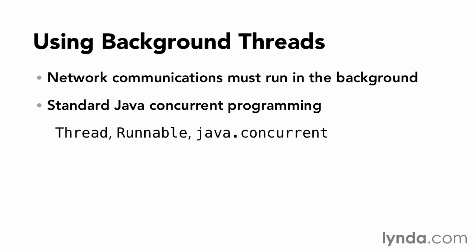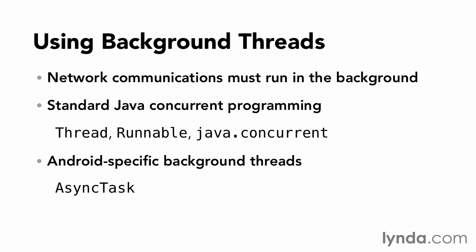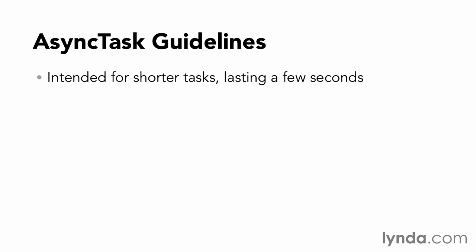And you could use standard Java concurrent programming tools for this. The Thread class, the Runnable interface, and the java.concurrent library are all implemented in the Android SDK. But these tools don't give you access to the main thread. So you can execute a background task, but while it's happening, the main thread is out of your reach. To have your cake and eat it too, that is, to be able to work in the background and control the foreground at the same time, you'll work with a class called AsyncTask, which is unique to the Android environment. Here are some guidelines to know about as you work with AsyncTask for the first time.